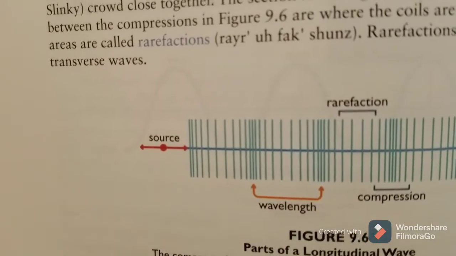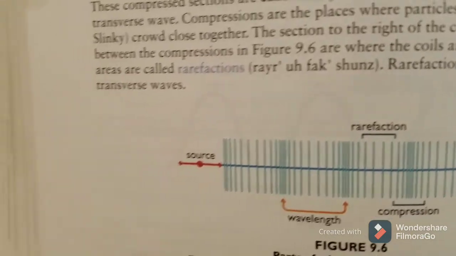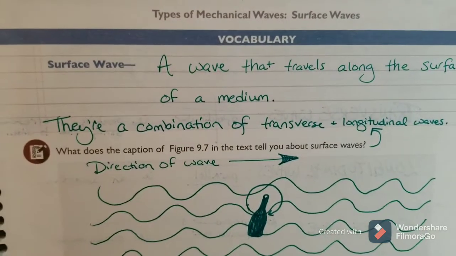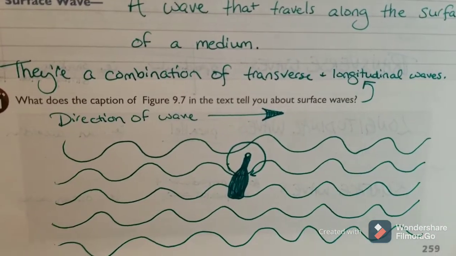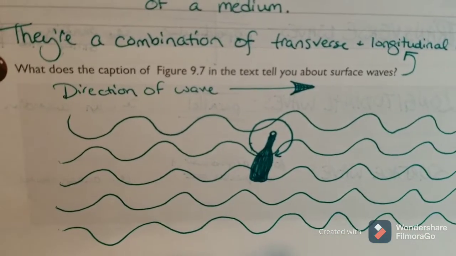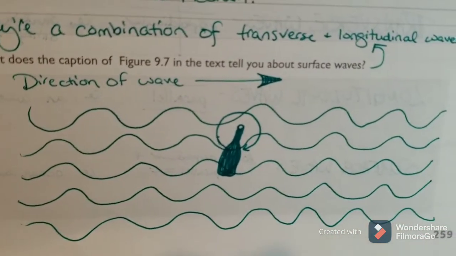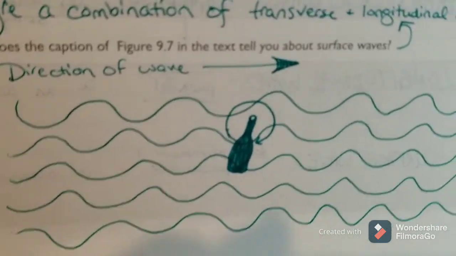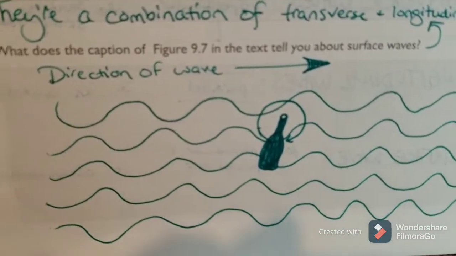Moving on. Surface waves. All right, so I made a fancy picture over here, so we're going to come back on over. A surface wave is a wave that travels along the surface of a medium, usually like water. It's a combination of both transverse and longitudinal waves. Just imagine a bottle floating on top of water. Oh, it almost looked like it was moving there for a second, didn't it? I'm going to shake it. There we go. There, it's just floating in the water.